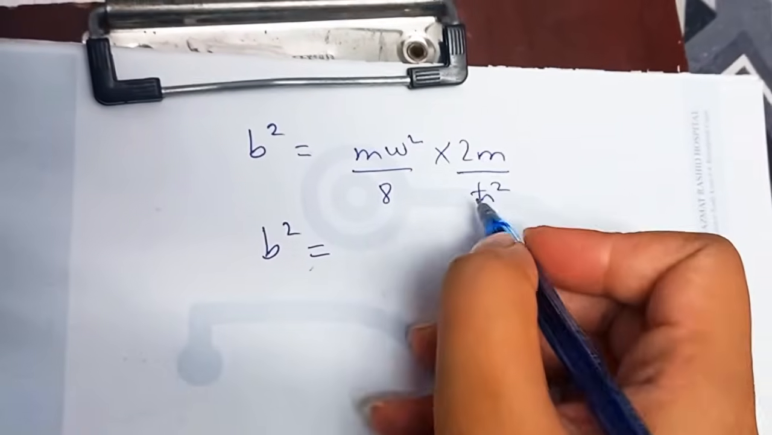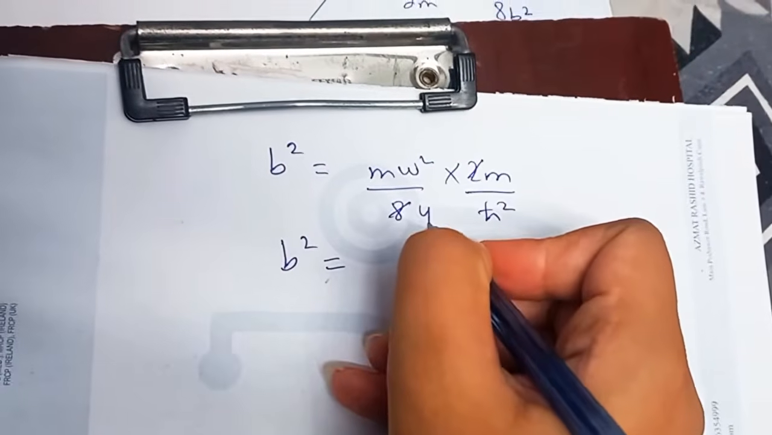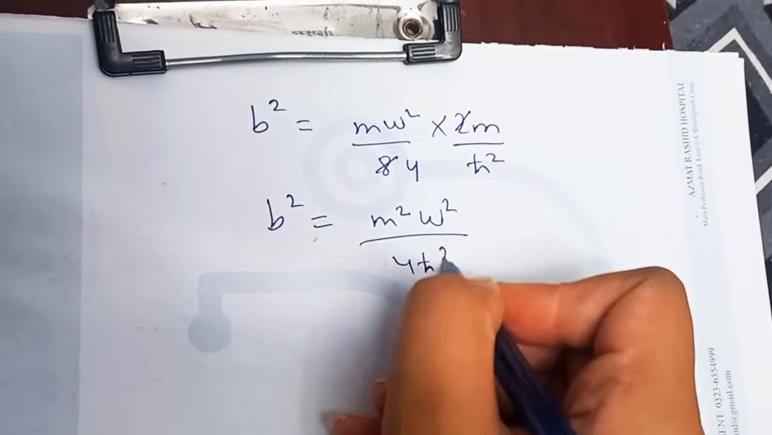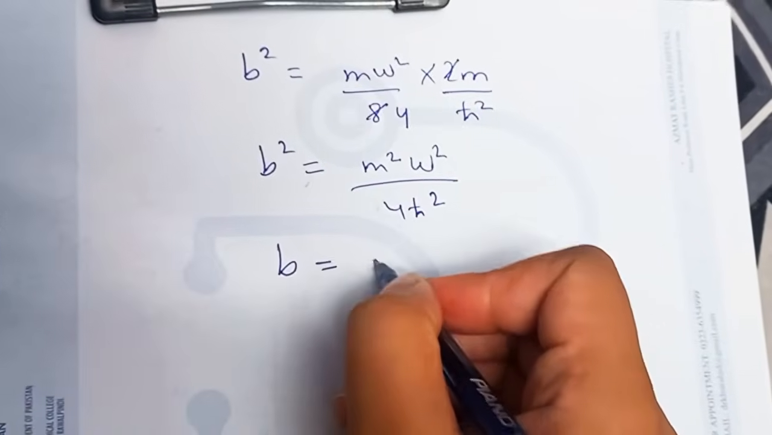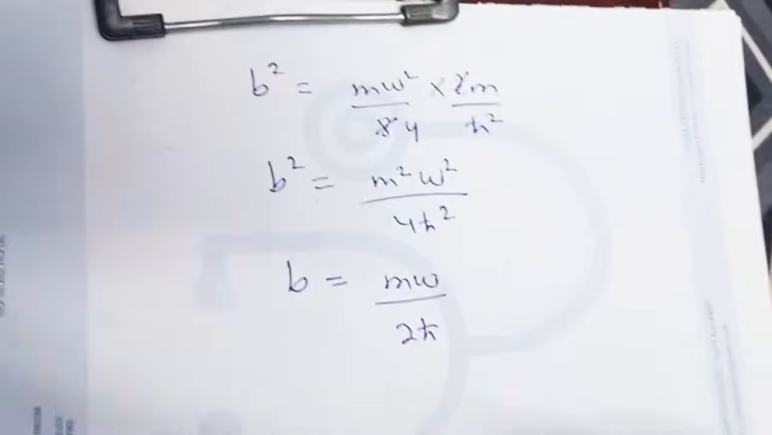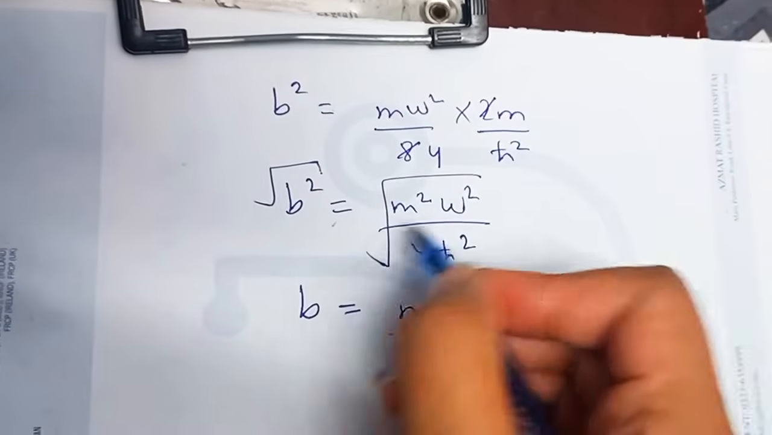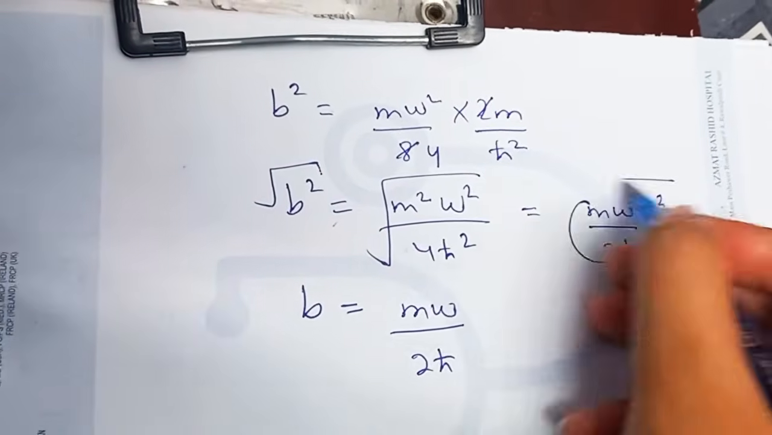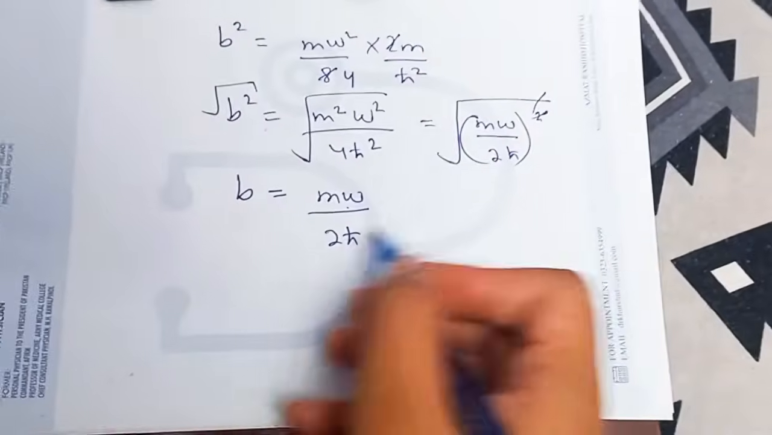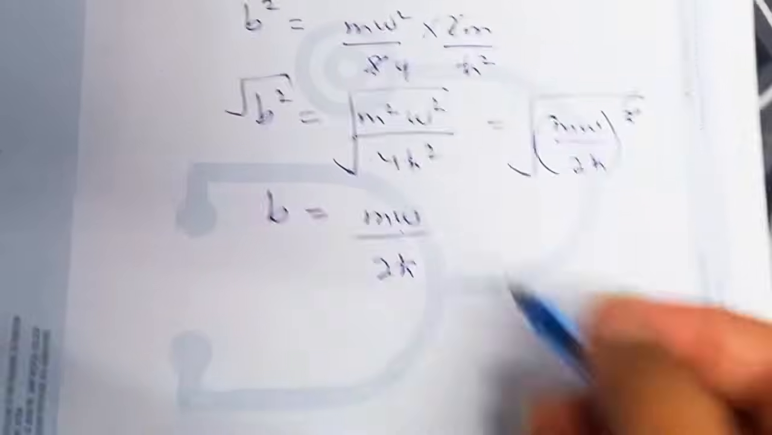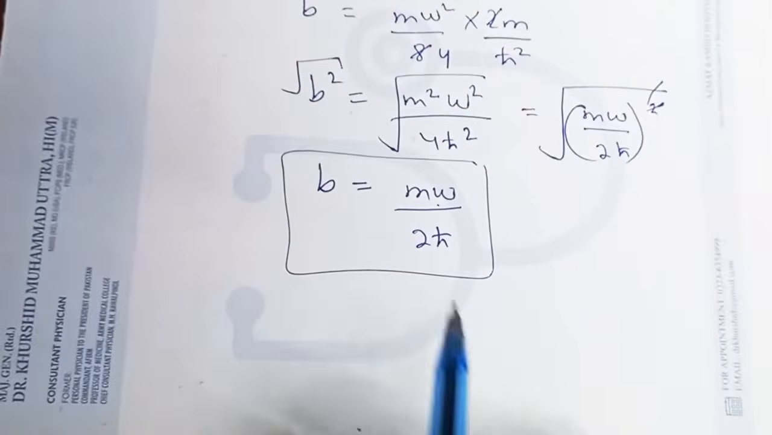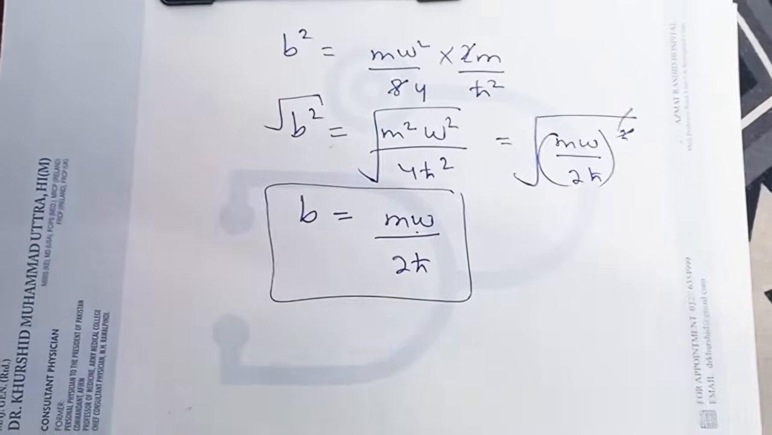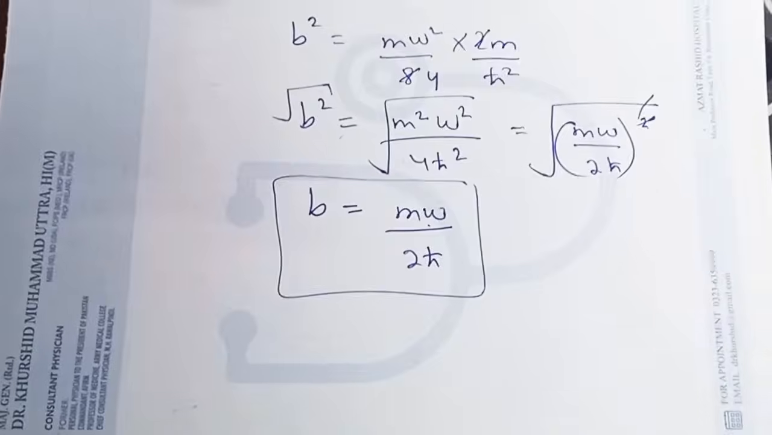b square equals, 2 ones are 2, 4 twos are 8, so it's m squared omega square by 4 h cut square. Taking under root on both sides, so b is equal to m omega by 2 h cut. If we take under root on both sides, then we will get m omega by 2 h cut. We got m omega by 2 h cut as the value of this unknown parameter, which is b. Now we'll put this value of b into the expression for energy that we got, as well as the trial wave function that we had in the first place.